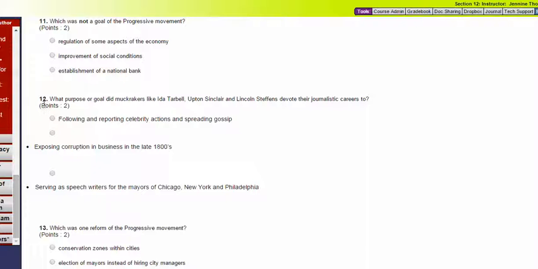Number 12, and sorry about the formatting on this one, it turned out to look a little different here. What purpose or goal did muckrakers like Ida Tarbell, Upton Sinclair, and Lincoln Steffens devote their journalistic careers to? Following and reporting celebrity actions and spreading gossip, exposing corruption in business in the late 1800s, or serving as speechwriters for the mayors of Chicago, New York, and Philadelphia.